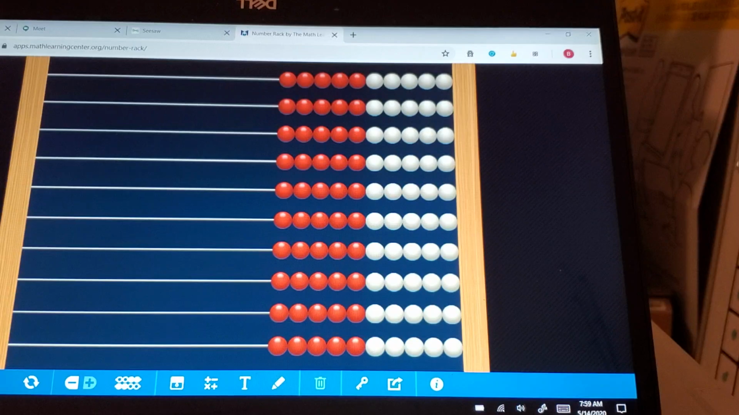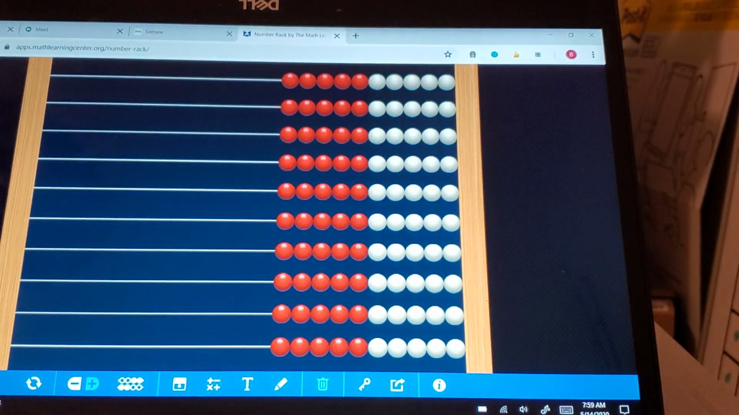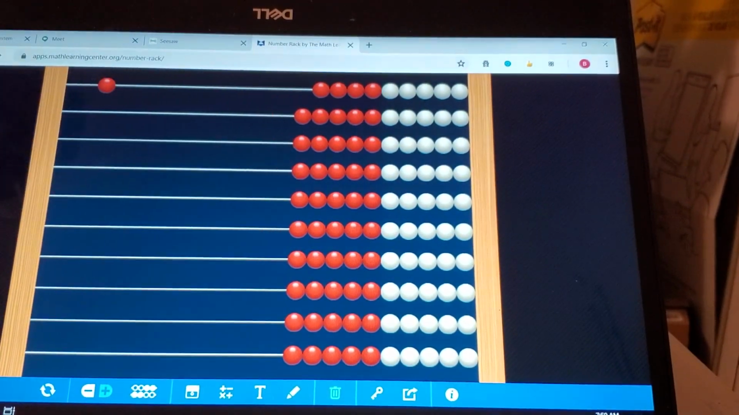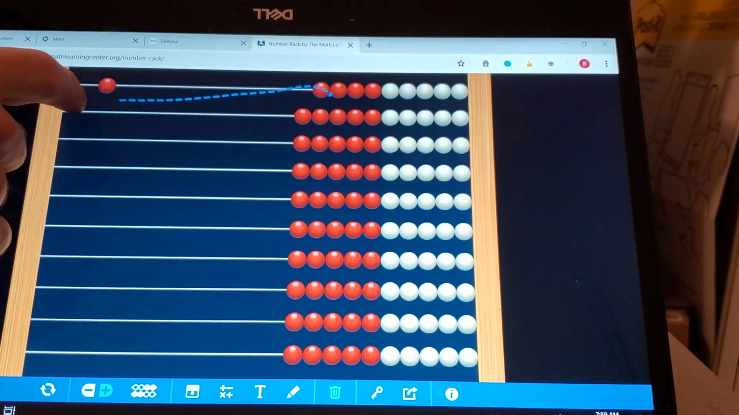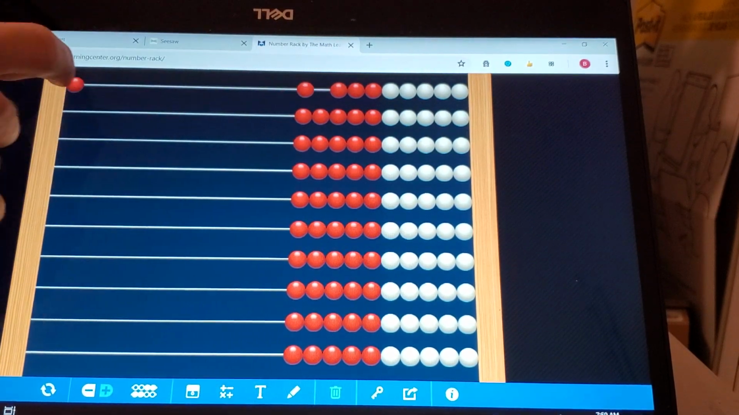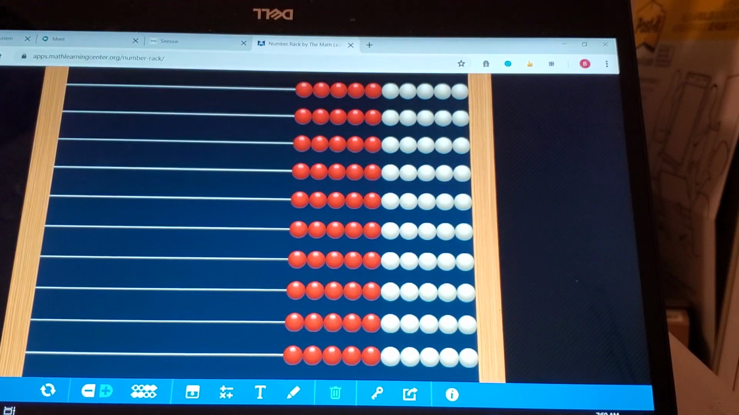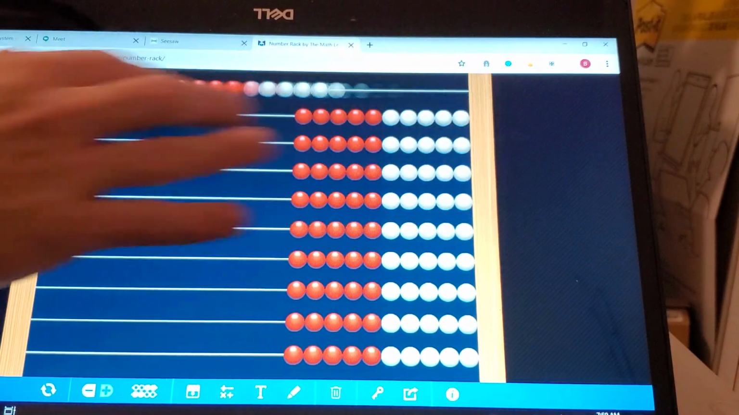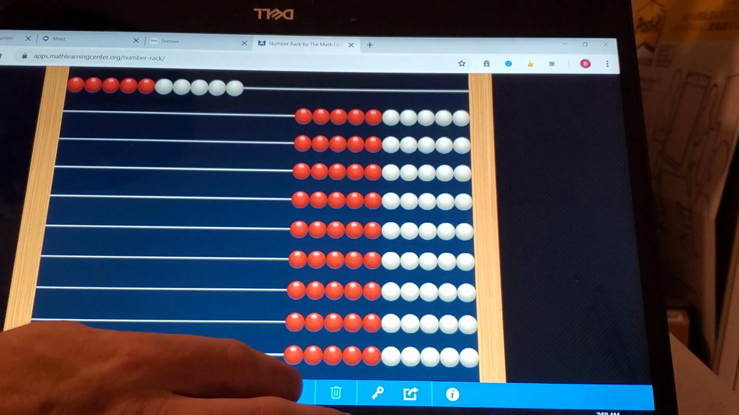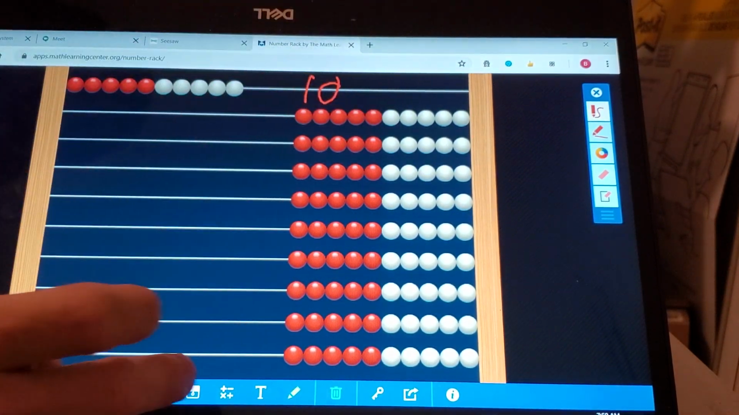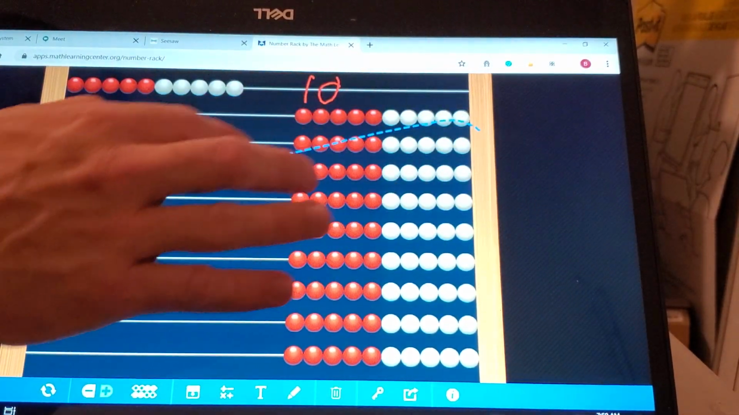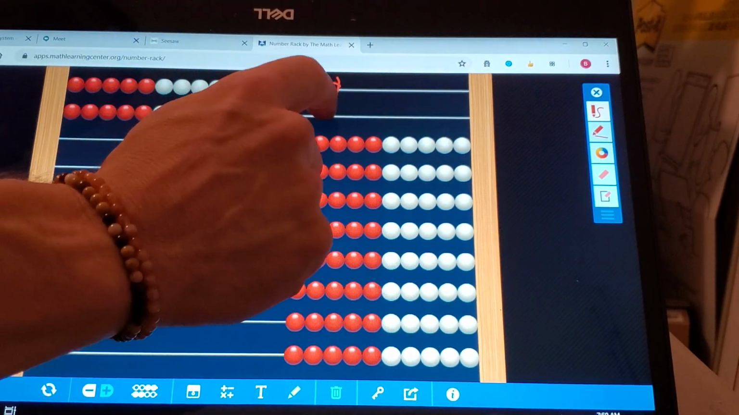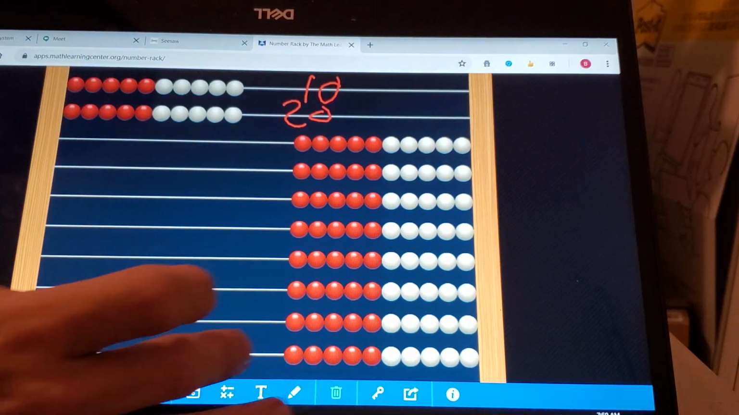So, just like we were adding our 10 frames to show a group of 10, watch what can happen. I could take my time and slide each one of these over and count by 1, 2. But you know what we just did? I just showed you that we can count in groups of 10. So watch this. Slide them all over, and that's going to give us 10. Slide 10 more over. 10 and 10 is going to give us 20. See where we're going?